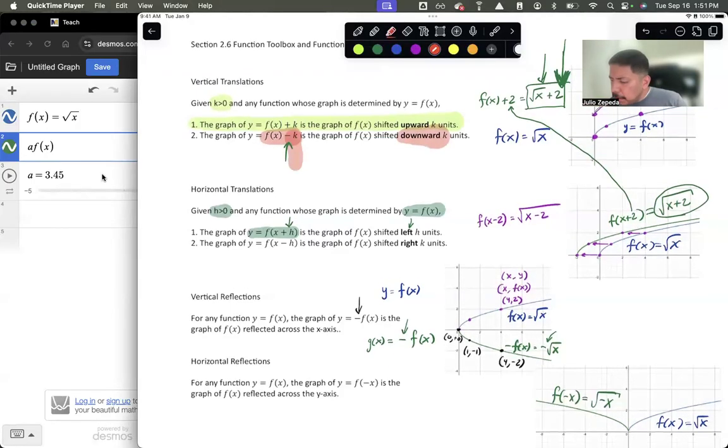But subtracting inside of the function, you might think if we're talking about horizontal, subtracting seems like it should go to the left, but it actually shifts to the right k units, right? We talked about the addition one. Addition shifts to the left. Subtraction shifts to the right. So it's a little bit counterintuitive, at least I think.